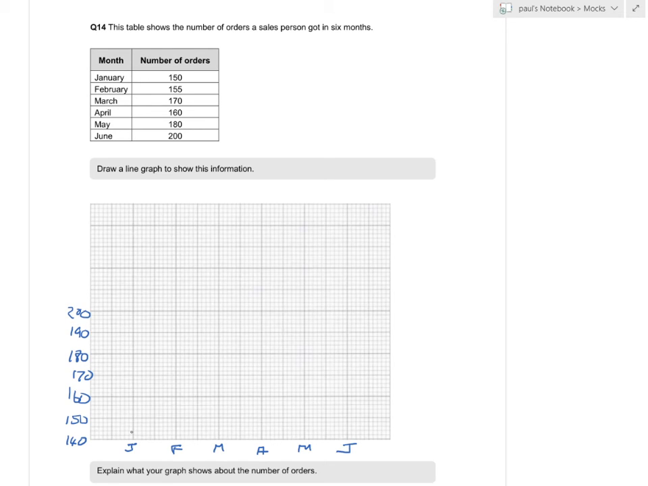So January we got 150. February we got 155, which is halfway there. March we had 170. April 160. May 180. And June 200. Right, draw a line graph. So draw these up together.